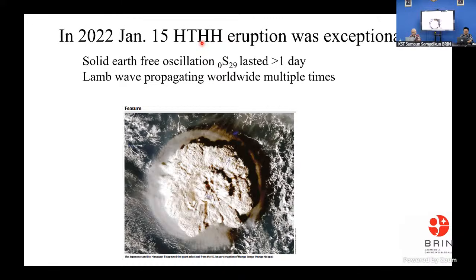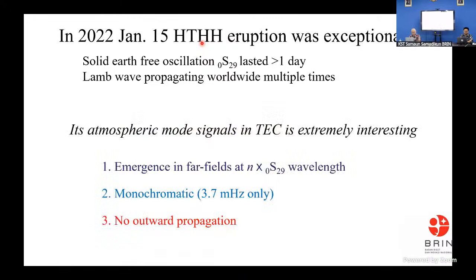So this is a picture from space. And the atmospheric mode signal was very strong. But unlike the previous case, we could see only the 3.7 millihertz only. And there are many interesting features that we do not understand very well.